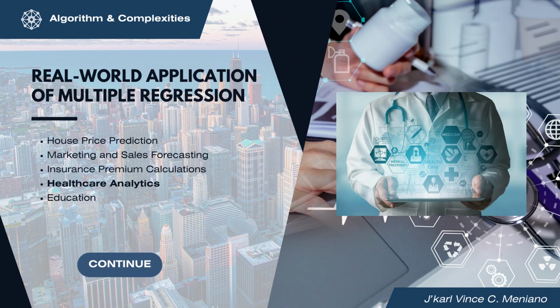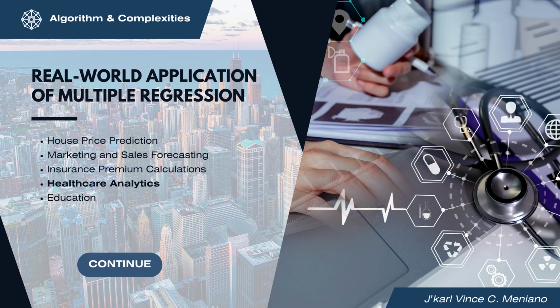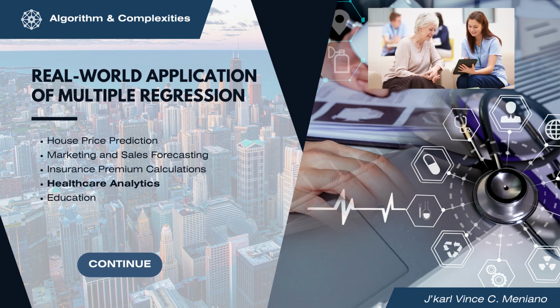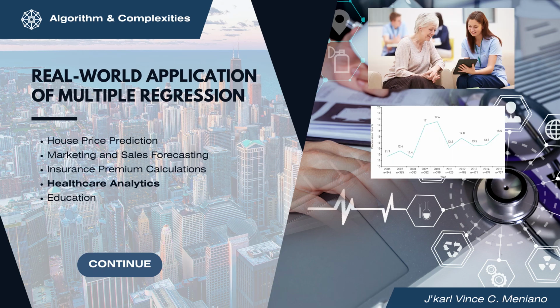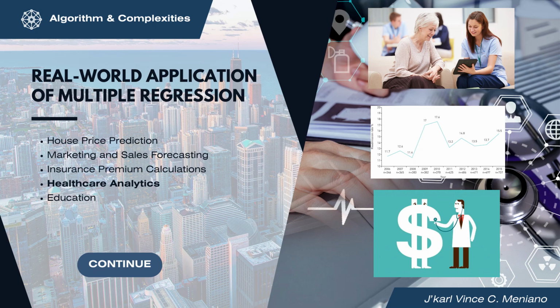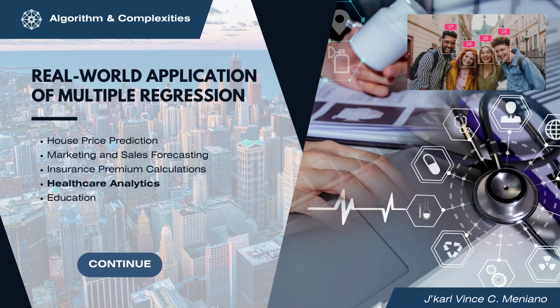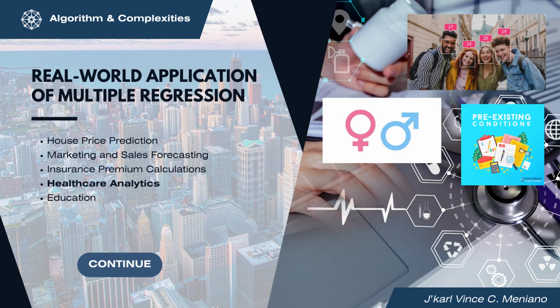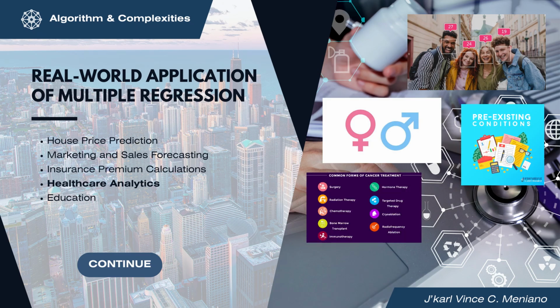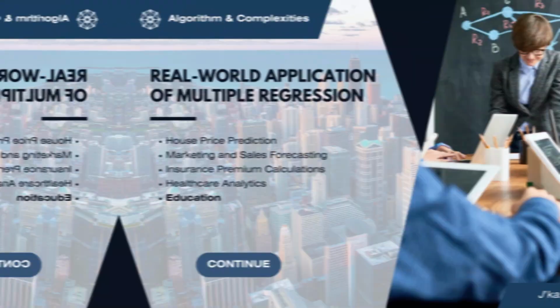The fourth is healthcare analytics. Predicting outcomes and optimizing treatment plans, cost forecasting, and resource allocation. So the dependent variable here is patient outcome, hospital readmission rate, healthcare cost, etc. And the independent variables are age, gender, pre-existing conditions, treatment type, and lifestyle.